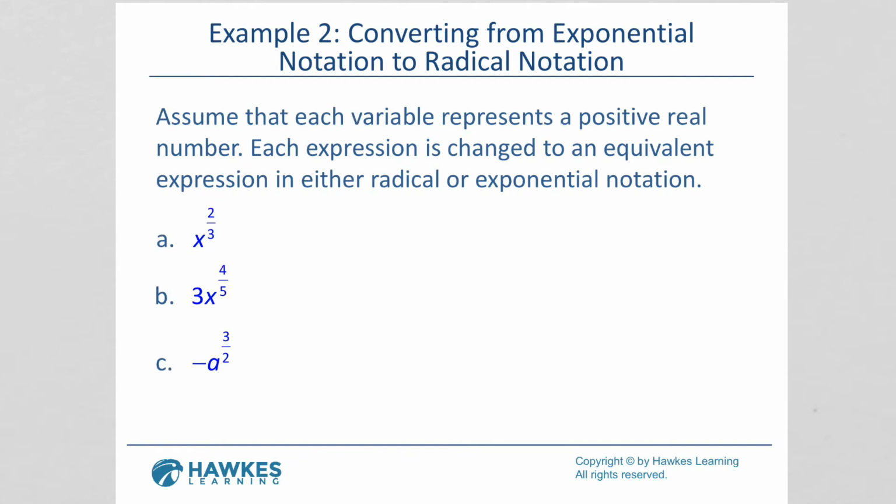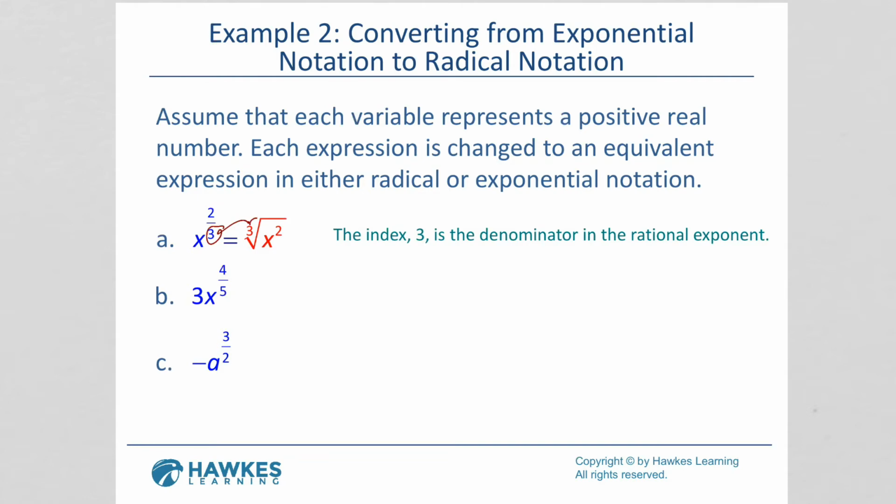Example 2, assume that each variable represents a positive real number. Each expression is changed to an equivalent expression in either radical or exponential notation. 2a, x to the 2/3 is equal to the cube root of x squared. The index 3 is the denominator in the rational exponent. This becomes your index.